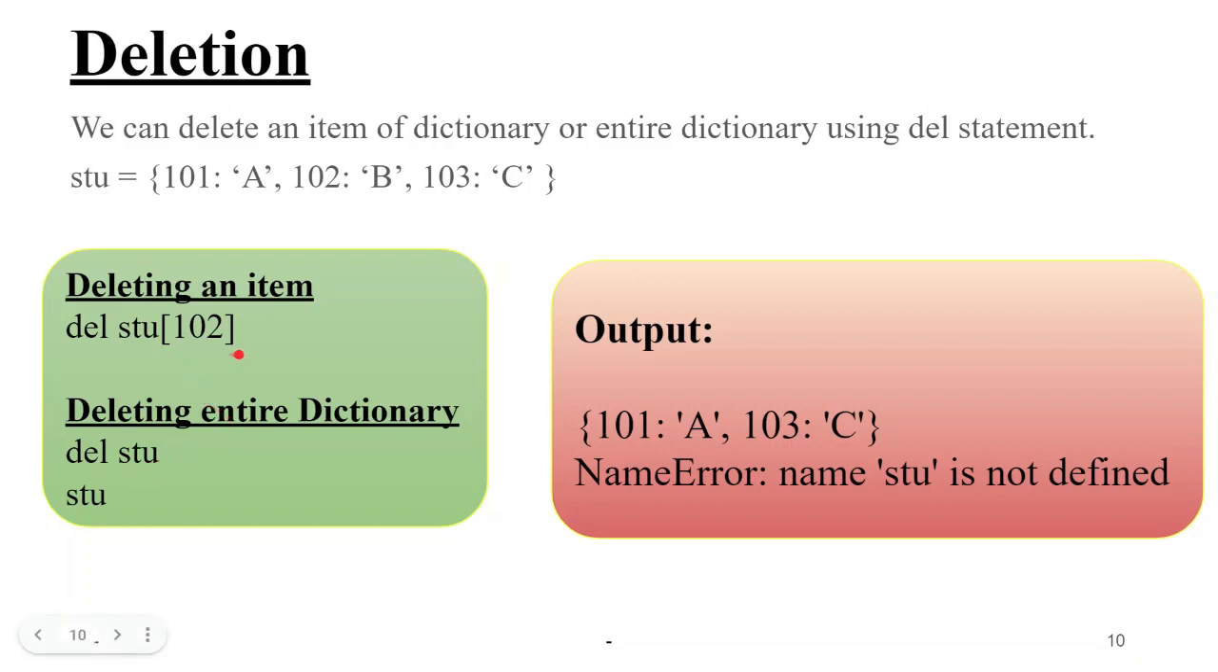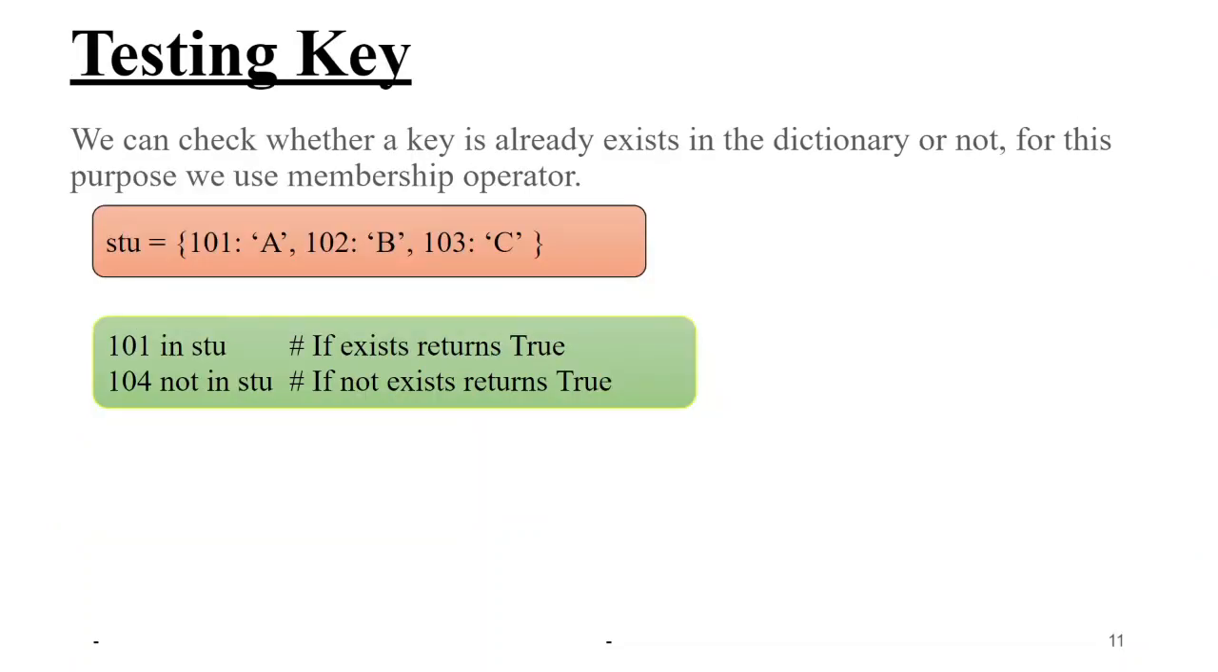So for the first statement, the output simply deletes the key 102 from the dictionary. And in the second example, we are deleting the dictionary, but when you try to access the dictionary object, it throws a name error because the dictionary is deleted. The dictionary object also gets deleted using the del statement.